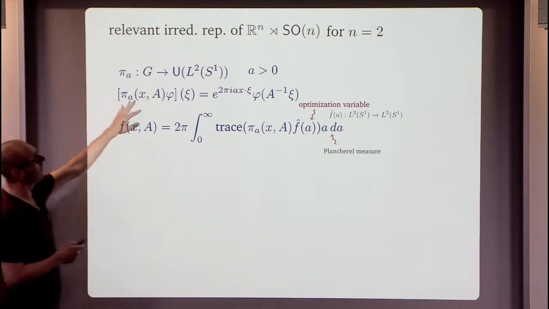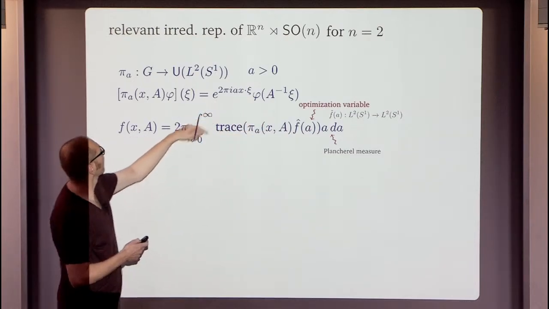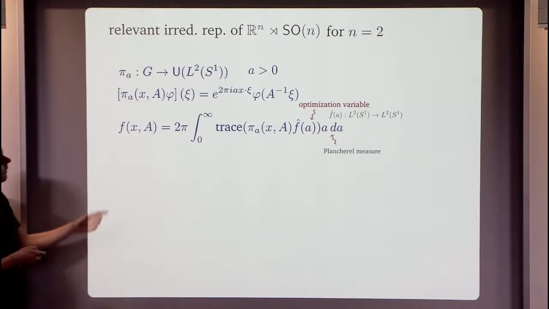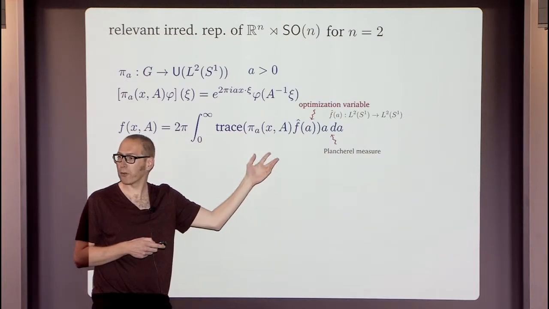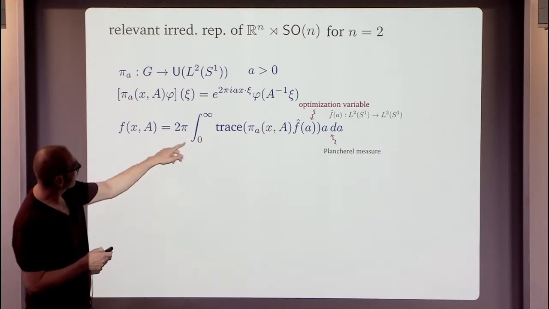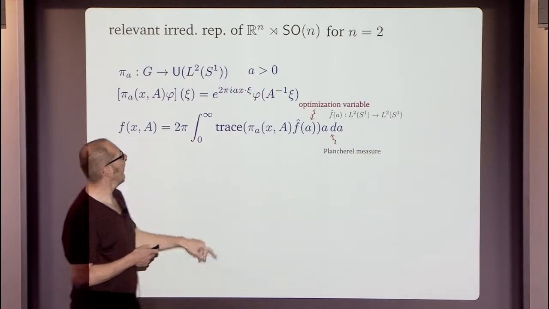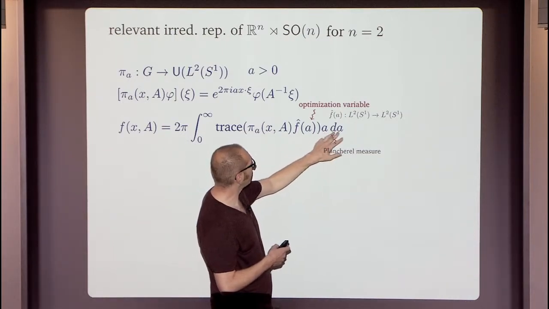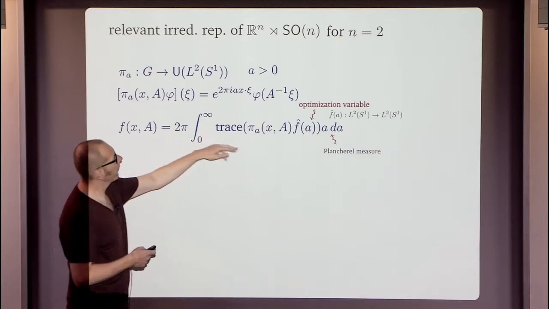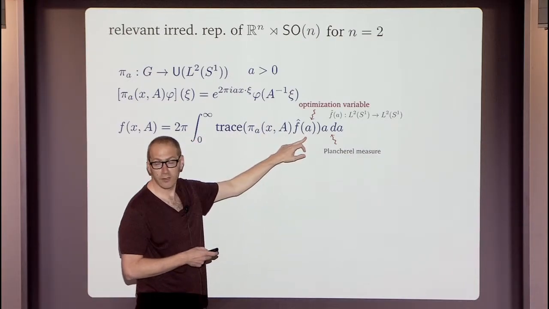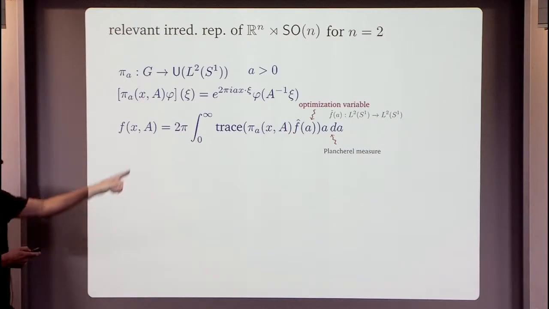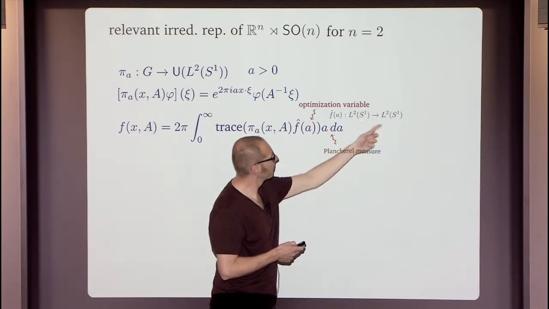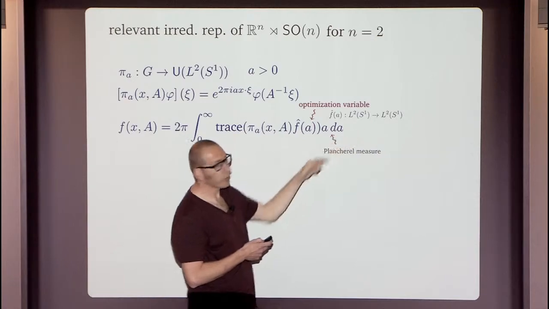And the representation you can write down explicitly. It looks like this. So it has the characters of R^n inside. And if you work further, you see how the Bochner-Plancherel formula specializes to this case. So you integrate over the dual group. The dual group is indexed by A, so you integrate from 0 to infinity. Then there's a Plancherel measure, which is A dA over 2 pi. There's a trace of the representation times f hat of A. And still f hat is the optimization variable. And we have to optimize over f hat, which are trace class operators mapping L2 S1 to L2 S1.